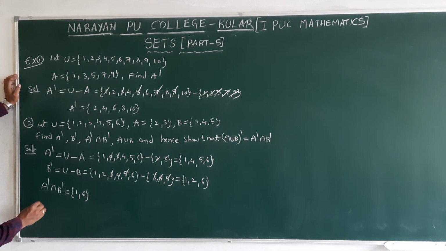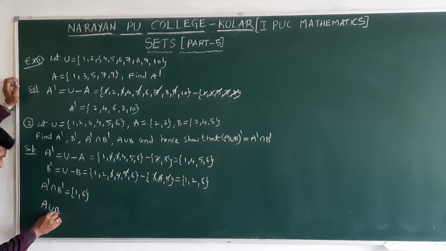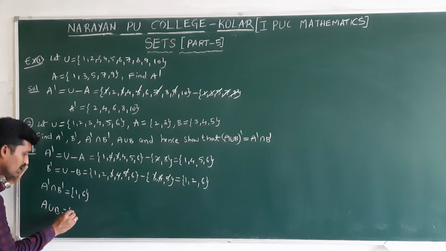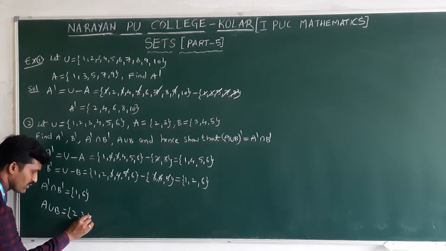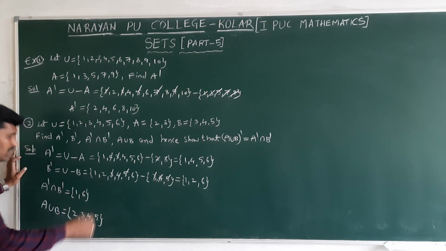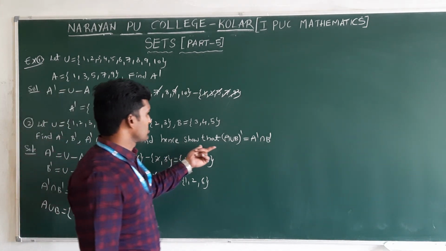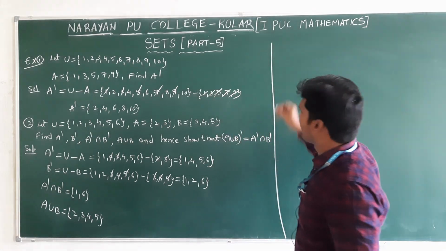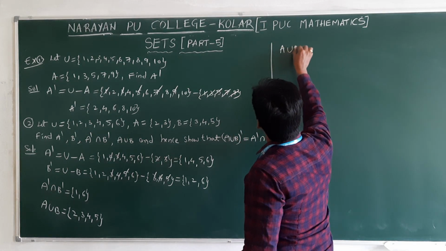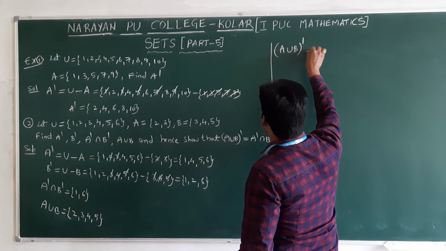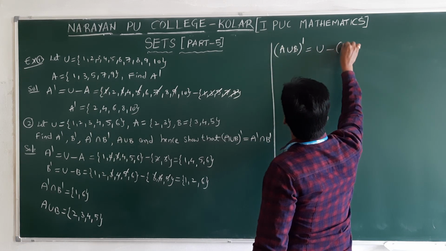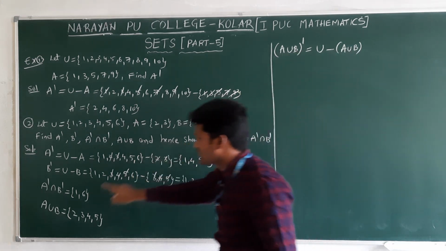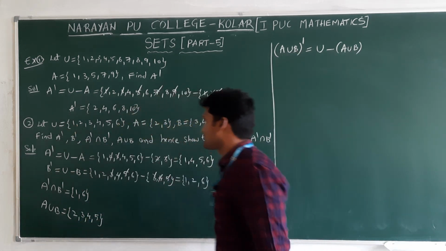Next we need to find A union B. Combine this A and B: 2, 3, repeated, write only once, then 4, 5. This is also done. Next we need to show that A union B whole dash, that means for A union B you need to find the complement. A union B whole dash means U minus A union B, because A union B is also a subset of the universal set.